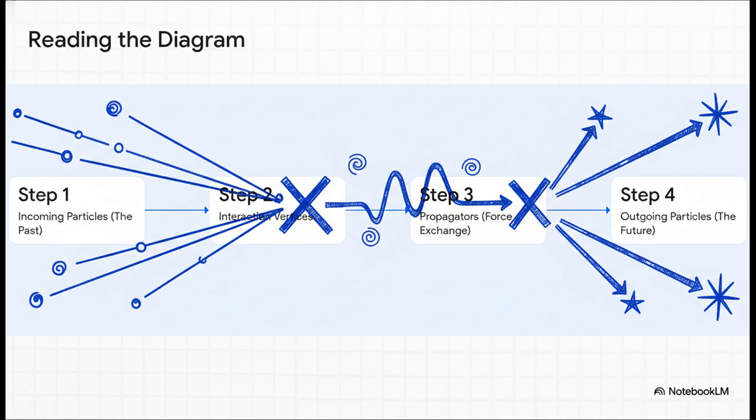So, how do you read one? It's actually pretty simple. Think of it like a comic strip for particles. See those lines coming in? That's your before, the particles in the past. Then, bam! They meet at a vertex. That's the main event, the interaction. The line connecting them in the middle, that's the force being exchanged. It's called a propagator. And the lines heading out, well, that's the after, the particles in the future. Past, present, future. A whole story all in one elegant little picture.